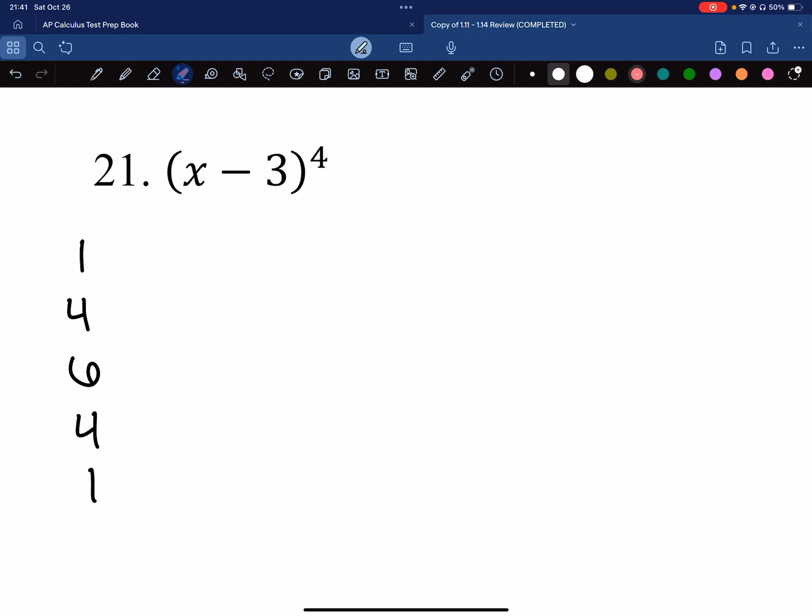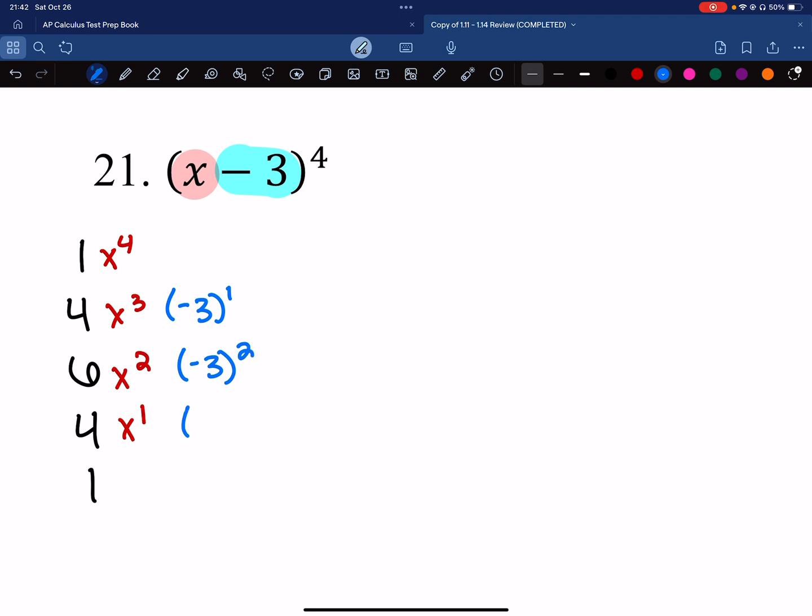My first term is going to be an x, and I'm going to start with working my way down. So x to the 4th, x to the 3rd, x to the 2nd, x to the 1st, no x. My second term is a negative 3. So we're going to go nothing, negative 3 to the 1st, negative 3 to the 2nd, negative 3 to the 3rd, negative 3 to the 4th. And so from here, we're going to multiply these out.